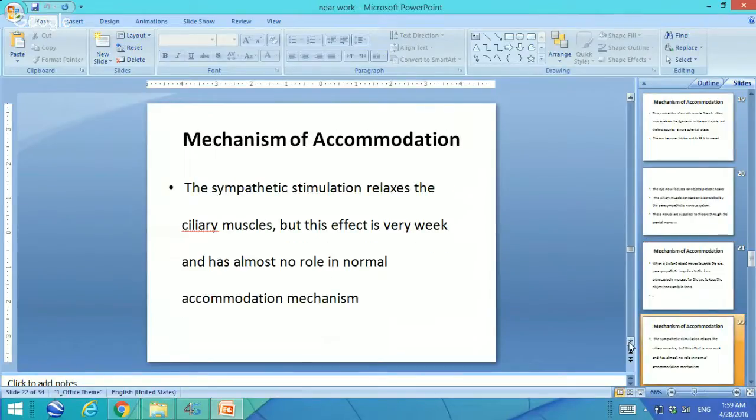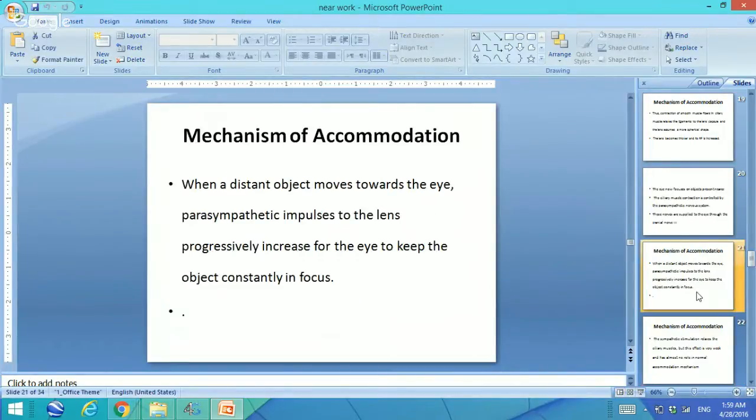The sympathetic stimulation relaxes the ciliary muscle, while the parasympathetic contracts the ciliary muscle, so that when an object moves towards your eyes, parasympathetic impulses are sent to the ciliary muscle.